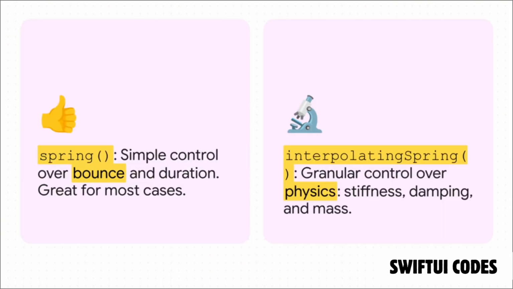And what's cool is that SwiftUI gives you the right tool for the job. You've got options. For most of your day-to-day bouncy effects, the simple spring function is perfect. It's great for most cases. But when you need that absolute fine-grained, granular control over the physics, the stiffness, damping, and mass to create a really specific custom effect, that's when you bring out the big gun, interpolating spring.